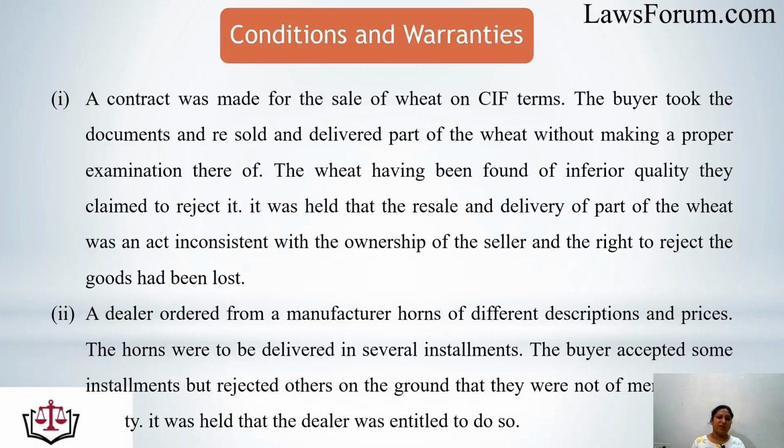In case of the second example, a dealer ordered from a manufacturer horns of different descriptions and prices. The horns were to be delivered in several installments. The buyer accepted some installments but rejected others on the ground that they were not of merchantable quality. So it was held that the dealer was entitled to do so, because in this case the whole contract of sale is divisible. The items can be divided. So in this case, a few items can be accepted and others can be rejected.